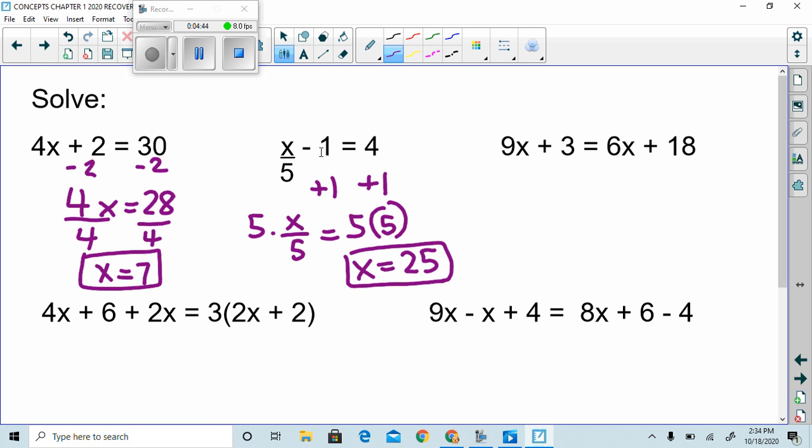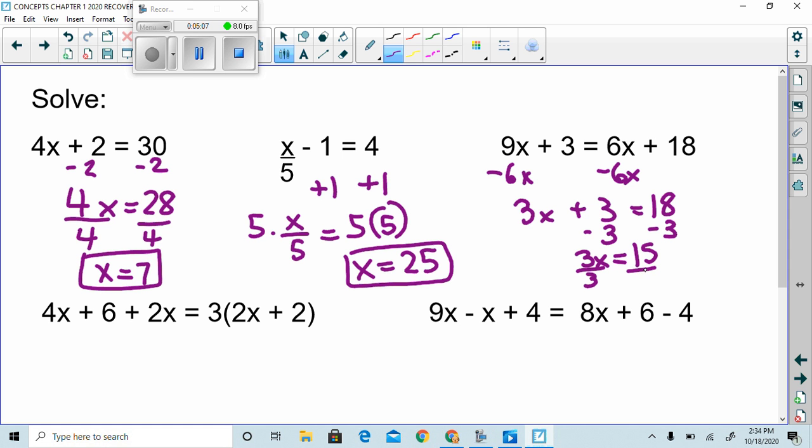The third problem has variables on both sides, so the very first step, if there's nothing to simplify, is to collect them to one side. I'm now left with 3x plus 3 is equal to 18. Now I have two inverse operations. Let's subtract 3 on both sides. That leaves me with 3x is equal to 15. And lastly, we'll divide. X is equal to 5.